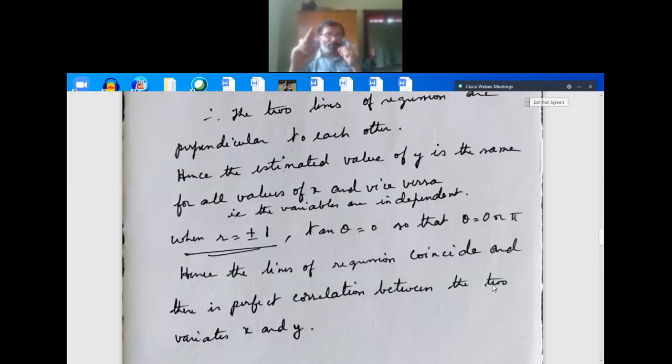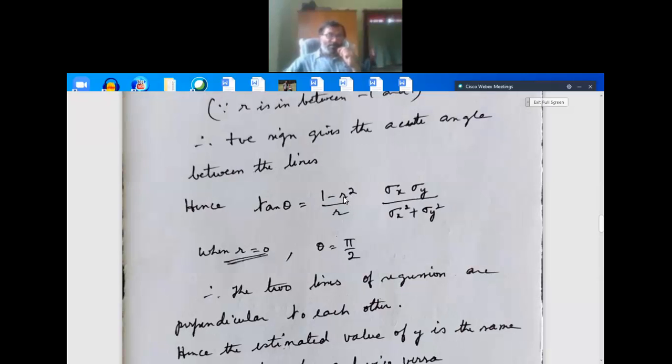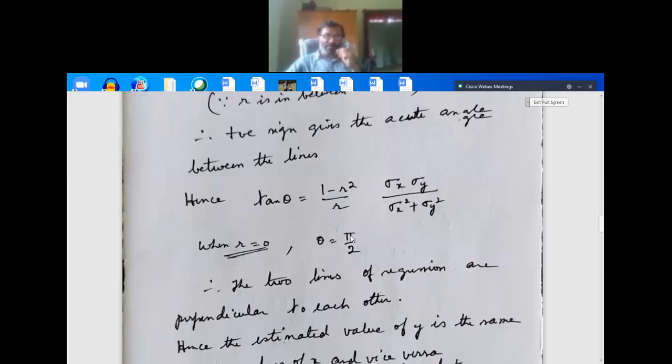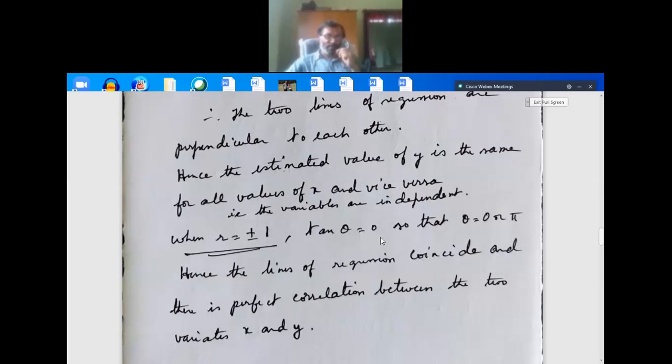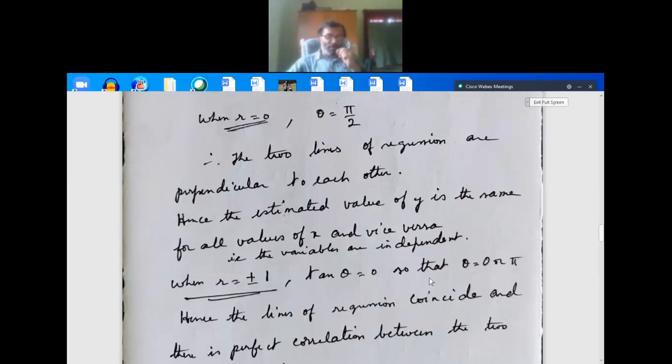and y. So when r is plus or minus 1, tan theta will be 0. I explained, because if you look at this, when r is plus 1, r squared is 1, 1 minus 1 is 0, and 0 divided by anything or multiplied by anything is 0. When r is minus 1, squared is 1, 1 minus 1, 0 again. So tan theta is 0, theta equals 0. So what happens when tan theta is 0? Theta is in between 0 and pi. Theta can take the value 0 or pi.